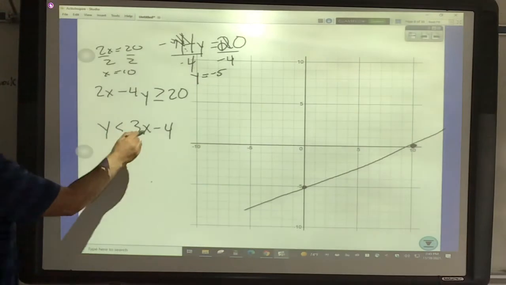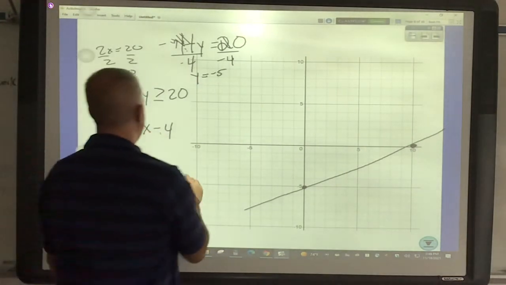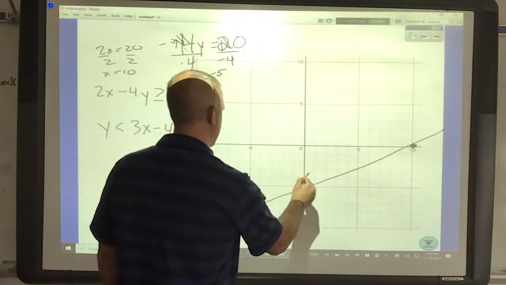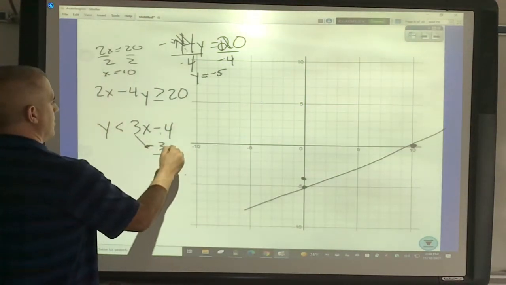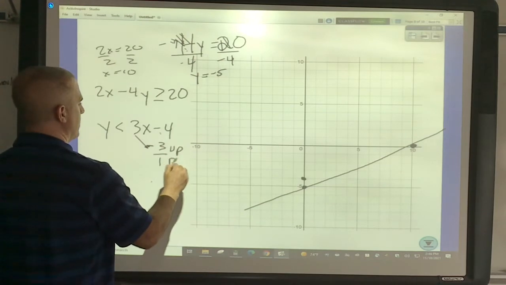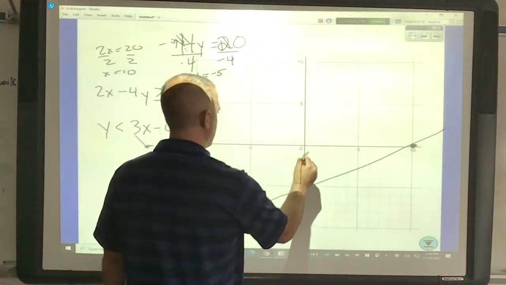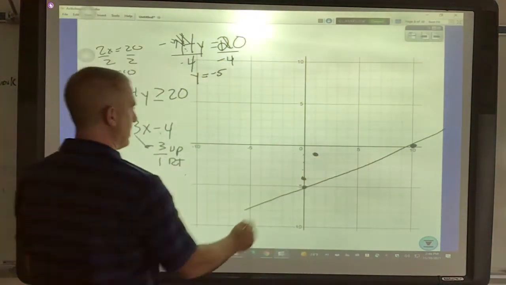Okay, this one, I want to start at negative 4. Okay, this would mean 3 over 1, so 3 up, 1 right. So 1, 2, 3, 1 right. This would be a dashed line.